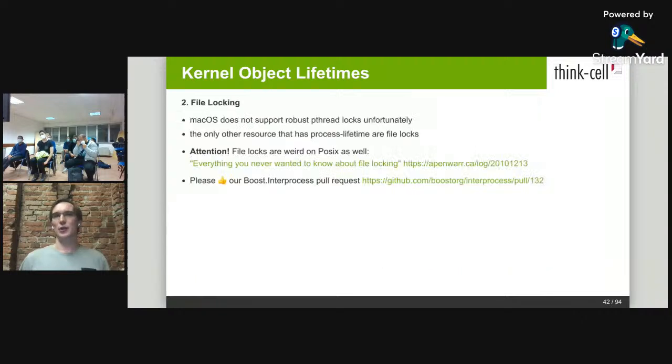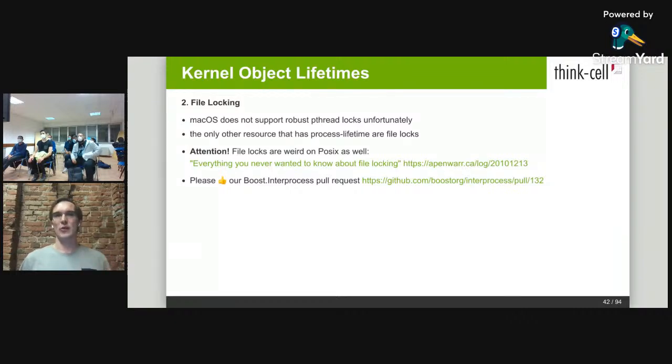So I needed another solution because macOS does not even support robust pthread mutexes. And the only resource that I could find on POSIX systems that has process lifetime are file locks. And there's a big warning sign here because file locks on POSIX systems are very weird. I just found another bug in our code unrelated to this problem here, where I had made a mistake with file locks. And there's also a Boost inter-process pull request by us that tries to improve Boost inter-process here.